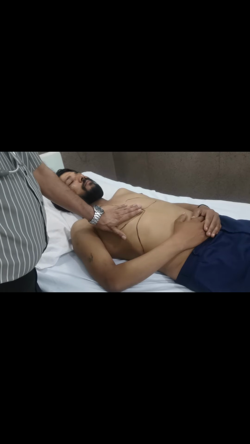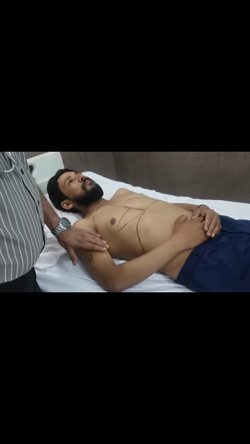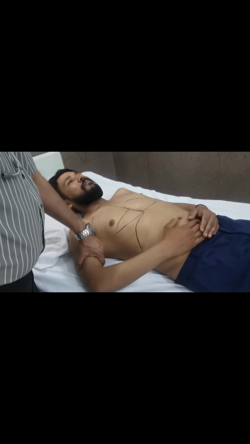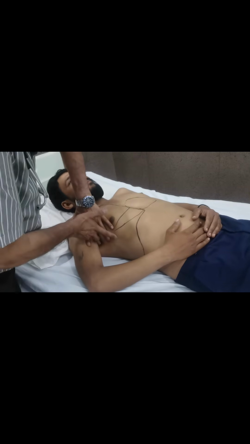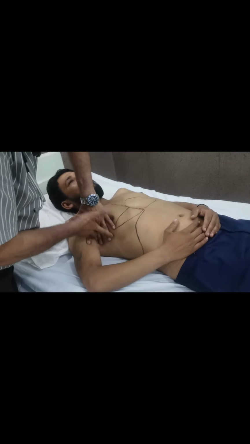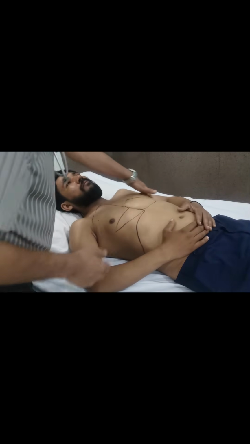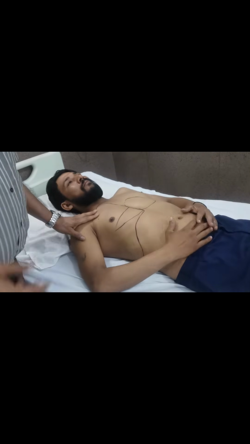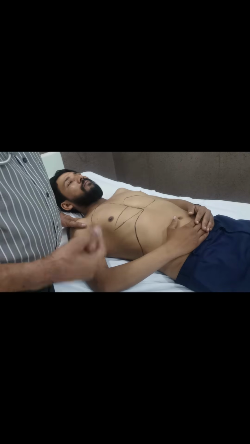After the anterior part of the chest, you also percuss the lateral sides of the chest or the lateral wall of the chest, and for that you place your finger, push it into the axilla, and then you strike it. Compare it with the other side and come down. So this is how you should do the percussion in the chest.